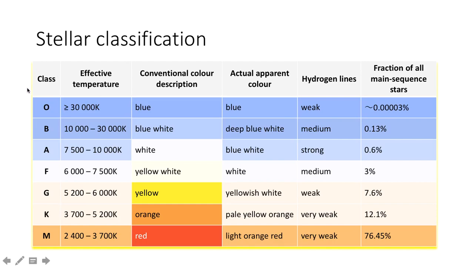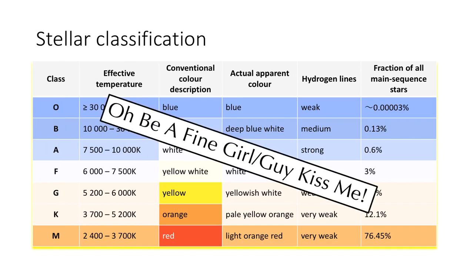So temperature leads to O, B, A, F, G, K, and M. The letters are in this order because originally it was set up as a different sort of pattern, and once we found out more about stars, we reclassified it. The way to remember the order of stellar classification is by a very time-honoured mnemonic, which has only been modified slightly over the years. O, be a fine girl, or guy, kiss me. So O, B, A, F, G, K, M. And you are expected to remember this order, possibly by using this mnemonic or whichever version you prefer based on sexual preference.